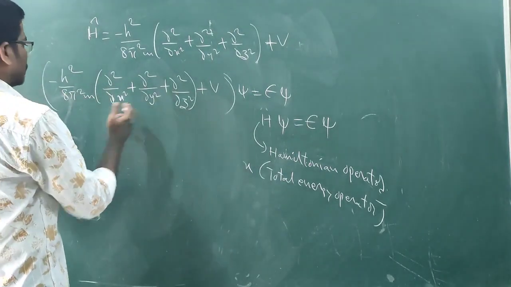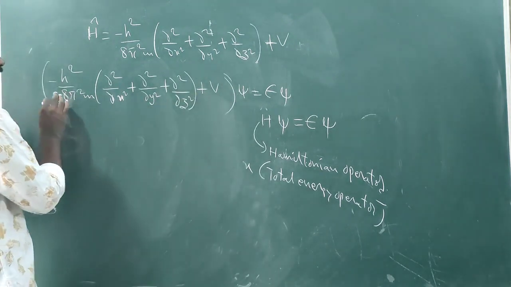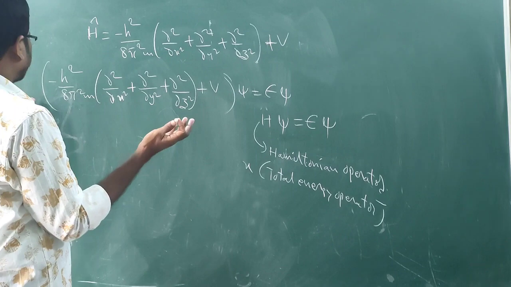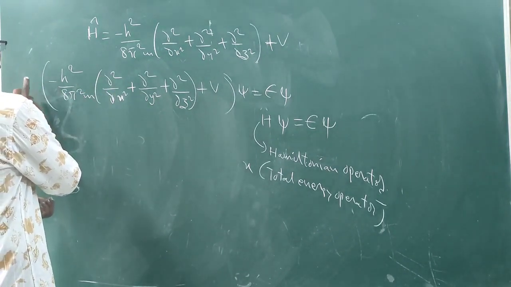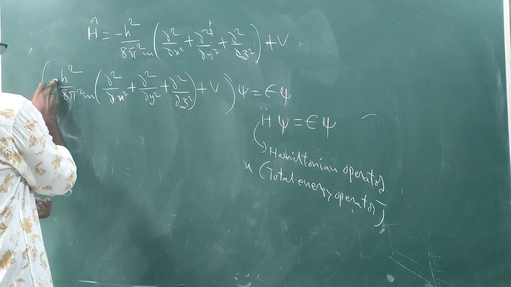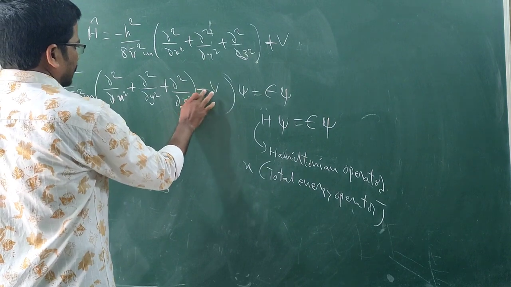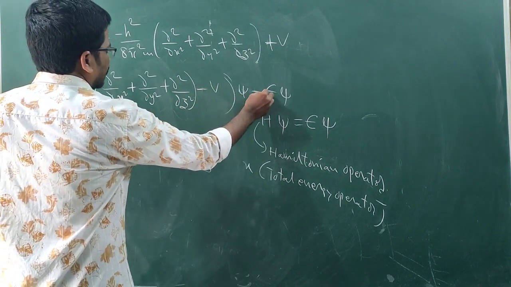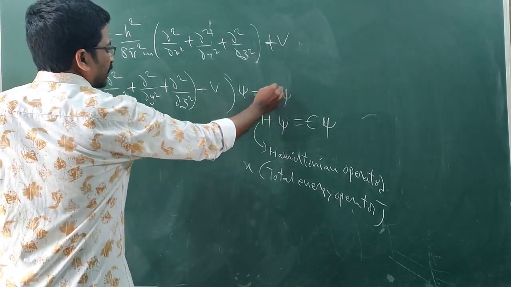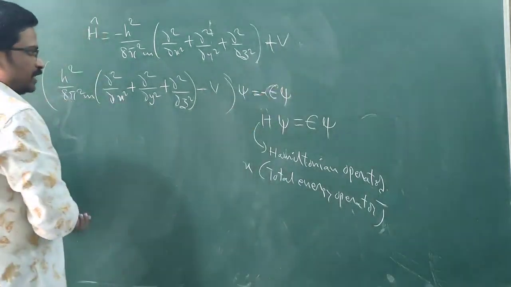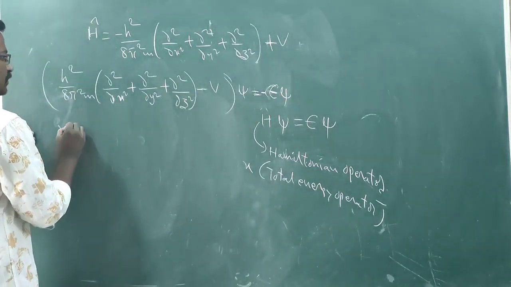On simplification, you may get like this. Let us multiply with a negative sign. On multiplication with the negative sign, this becomes positive, and this becomes negative, and this becomes negative. Negative is converted to a negative sign. Next, let us consolidate it.